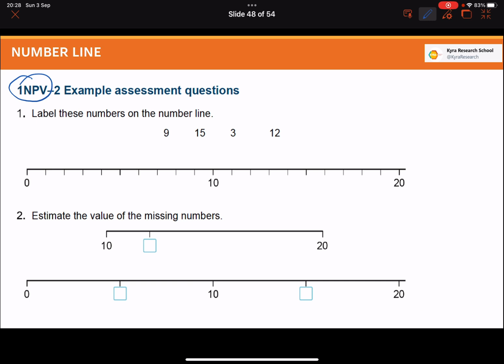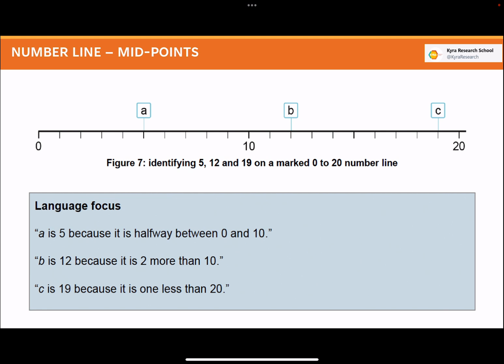So can they mark the midpoint? Then can we estimate from there? So I mentioned midpoints just on that part, and midpoints become something that's really important when we move on to concepts throughout later school as well.